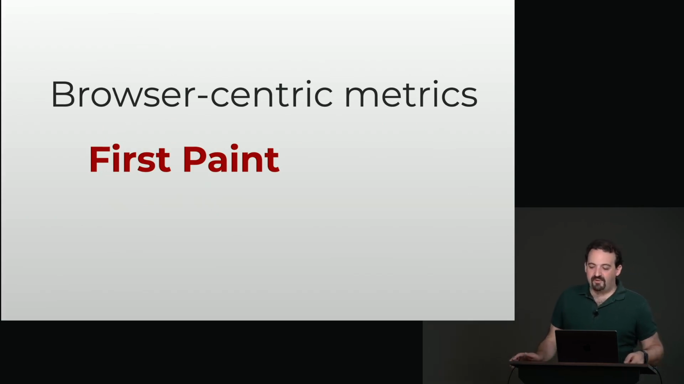Another browser-centric metric is first paint. First paint will actually tell you at which moment in the timeline the browser has painted something. But that something can be a line or a background color, not actually content. So that's why it's not a user-centric metric. It can just be white, it can be black. But the browser took the decision to say, okay, we are going to start rendering something. That's first paint.